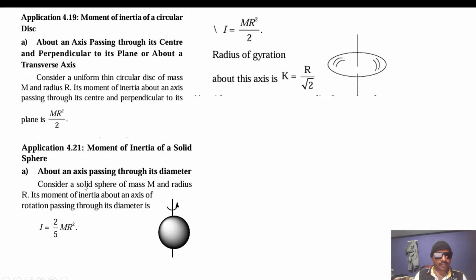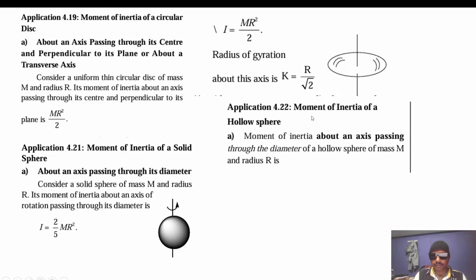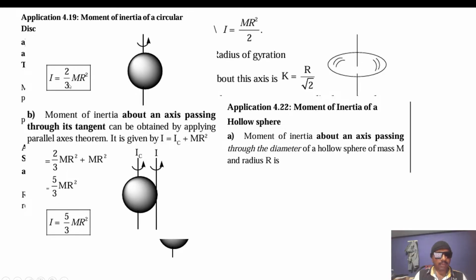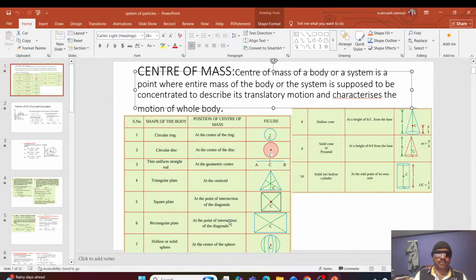Next, solid sphere: 2 by 5 m r square. Next, moment of inertia of the hollow sphere is 2 by 3 m r square. Then the moment of inertia at the edge is 2 by 3 m r square plus m r square, that is 5 by 3 m r square. Okay, so this is regarding the moment of inertia.